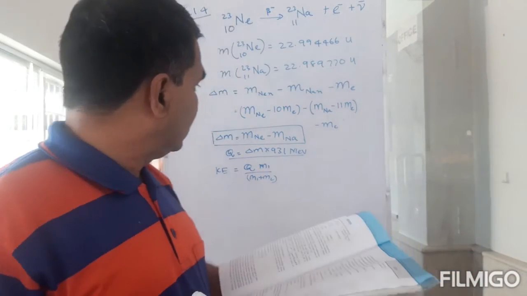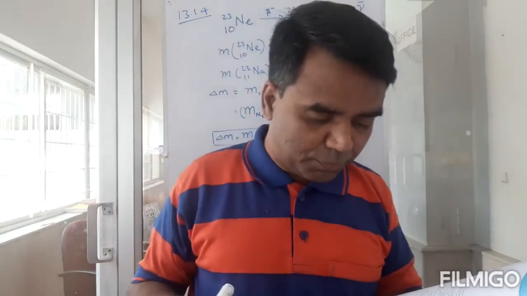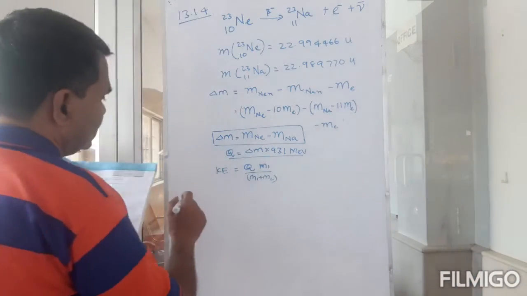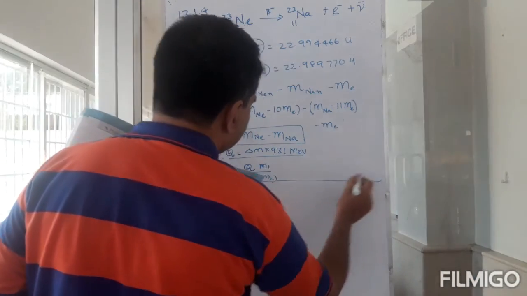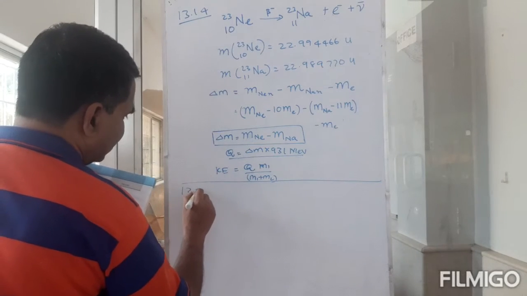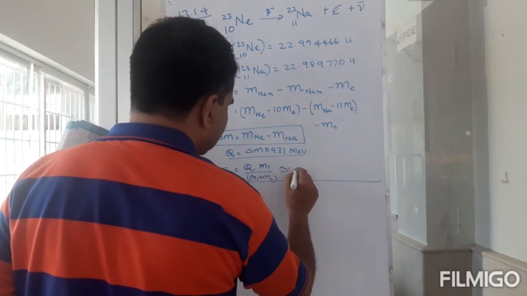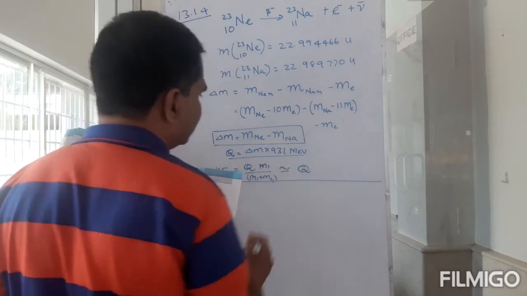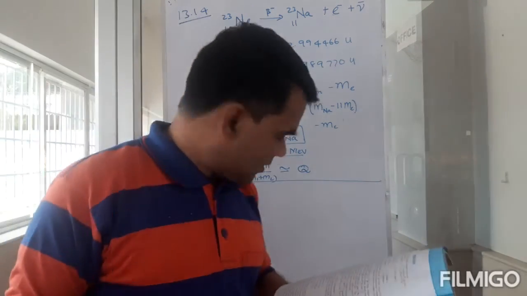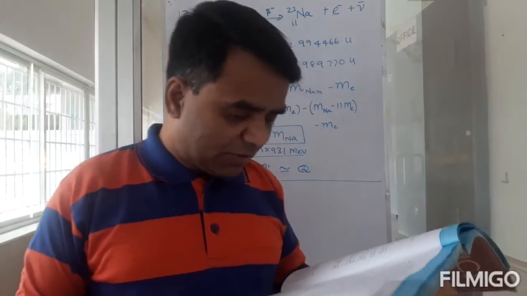And problem 13.15. Let's say this is equal to Q in this case. Problem 13.15. So they've given you two equations, two reactions.